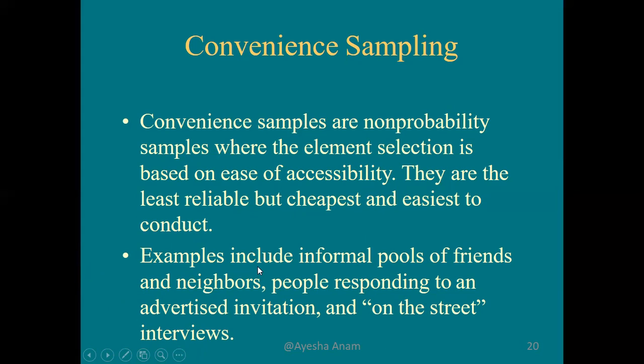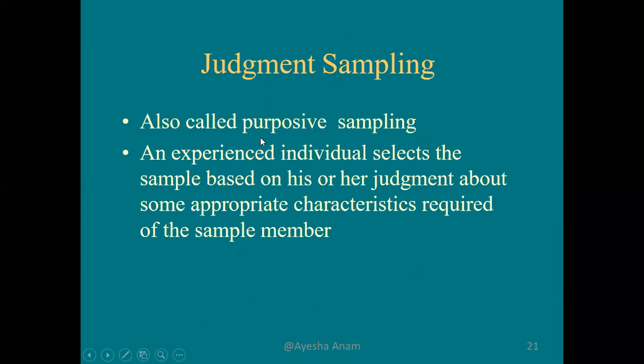Examples include informal pools of friends and neighbors, people responding to an advertised invitation, and on the street interviews. So this is one example. Suppose you are using your friends, neighbors, and people that will respond to your survey. So this is according to your convenience, so it will be under convenience sampling.